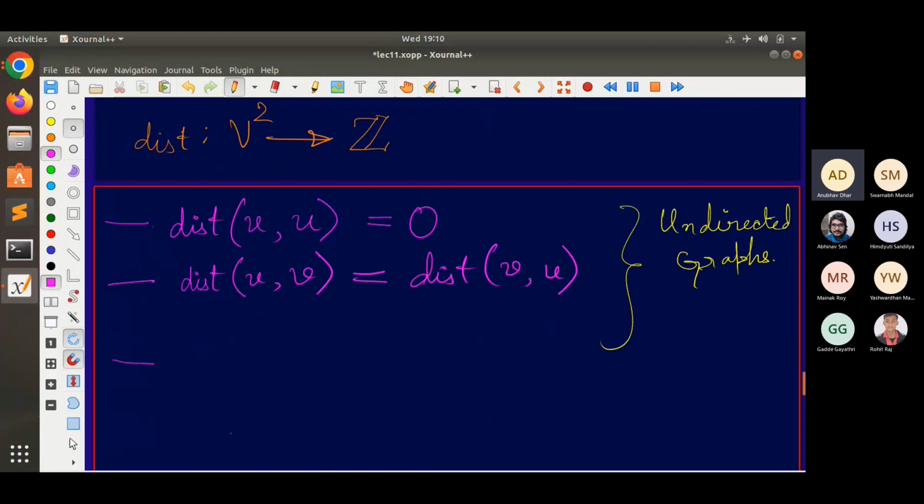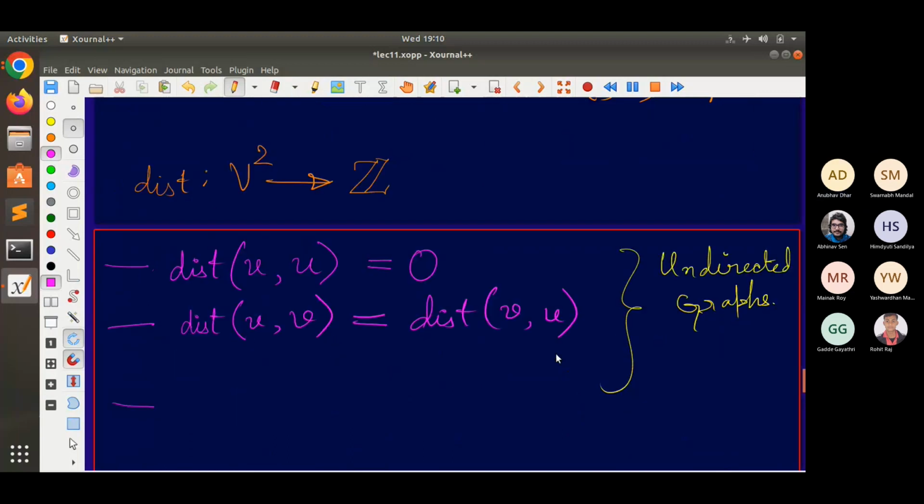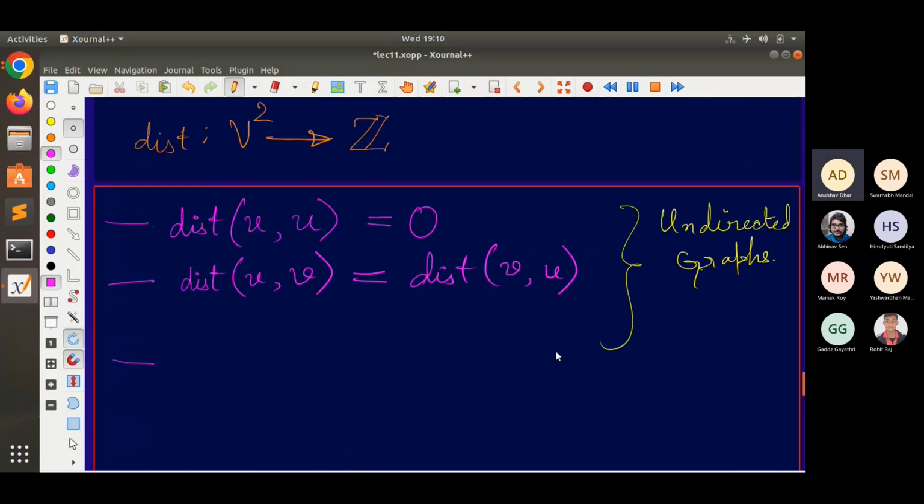The third property is an interesting property. You can actually observe that the triangle inequality holds true for distance, right? So what do you mean by triangle inequality? For three vertices U, V, and W, let's say, distance from U to V plus distance from V to W must be greater than or equal to distance from U to W.